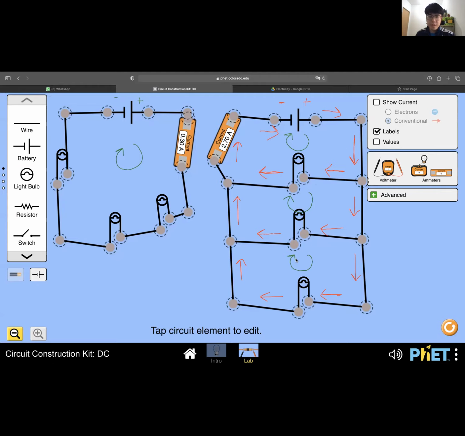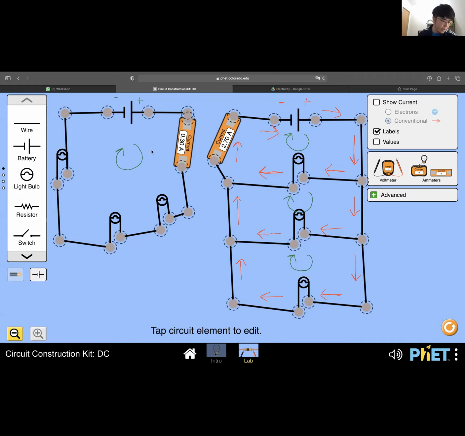So this one, three loops, three branches. If you have more than one branch, then that is a parallel circuit. So this is a parallel circuit. You can look at the symbol diagram on the right, the second column. The loads are arranged in multiple branches. The first bullet point: there is more than one path for electricity to flow through.